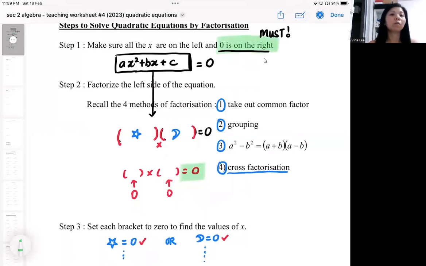They will trick students by not giving you a 0 on the right side, and then we'll see how many students are being tricked. So it's actually very simple. Factorize, equal to 0. First bracket equal to 0. Second bracket equal to 0. As long as you stay focused with the method, don't twist to other stuff that's not mentioned here.